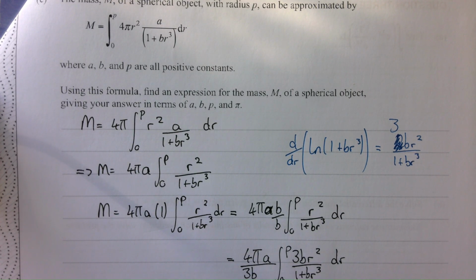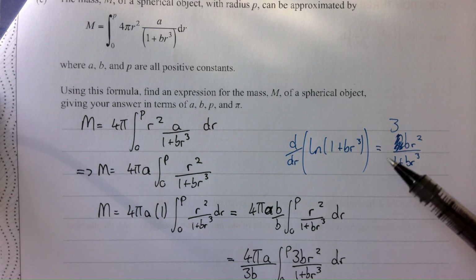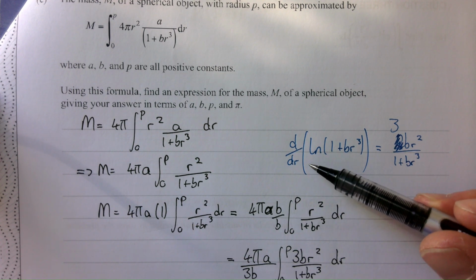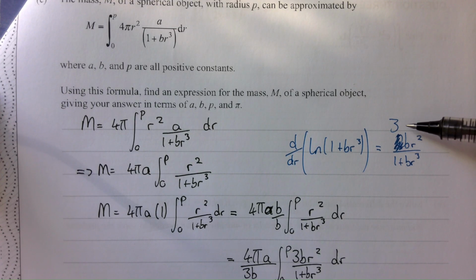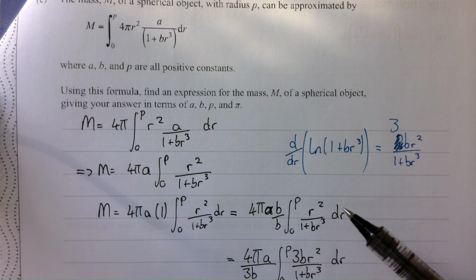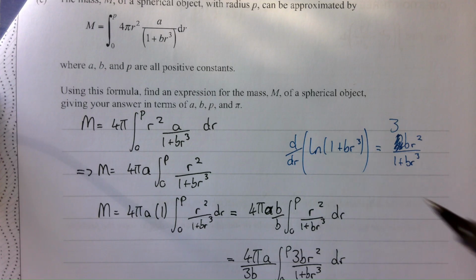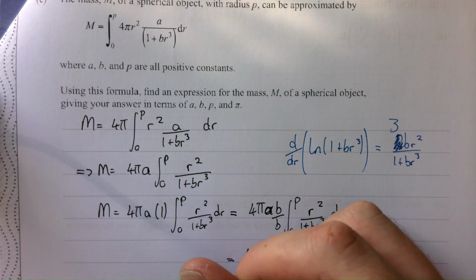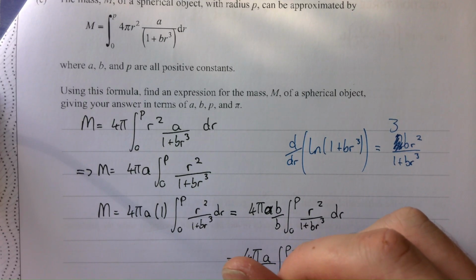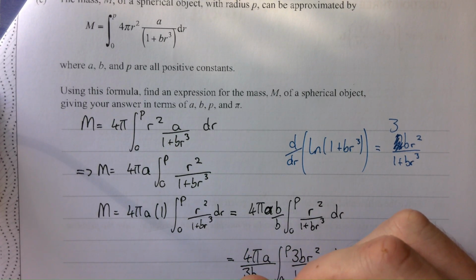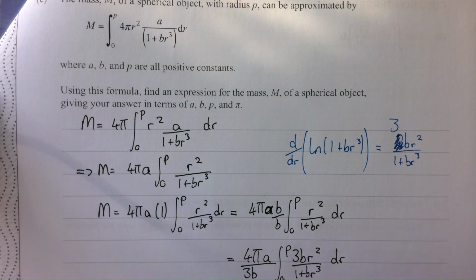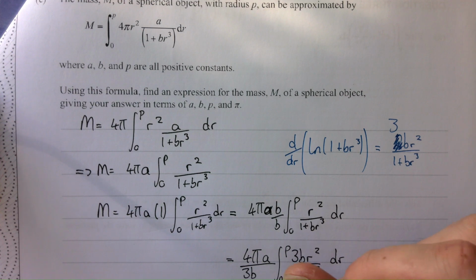We've made this constant very complicated now, but we have made this integration far, far easier, because now it's a direct match for our d by dr. If d by dr of this ln term is equal to 3br squared over 1 plus br cubed, it must mean that our original expression for mass is this natural logarithm expression. So we have that m is equal to 4 pi a over 3b. Then we can finally do the integration, get our square brackets in, natural log of 1 plus br cubed between p and 0.